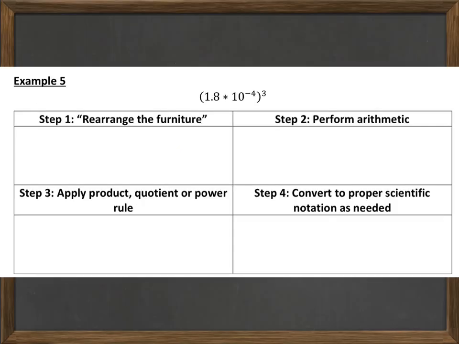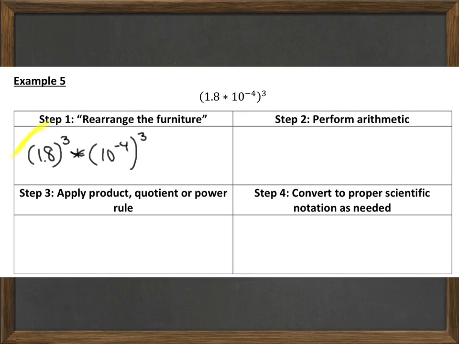Okay, so in this last example, you might notice it is not multiplication or division. Instead, what we're doing is raising everything to the 3rd power. We're raising 1.8 times 10 to the negative 4th to the 3rd power. So we're still going to rearrange the furniture, and what this is going to look like is that everything, both the mantissa and the power of 10, is going to be raised to the 3rd power. So let me write that out so that you can see it. So this is going to look like 1.8 to the 3rd power times 10 to the negative 4th power quantity to the 3rd power.